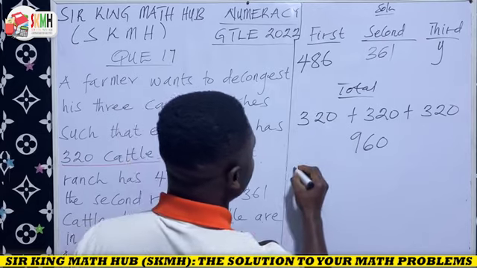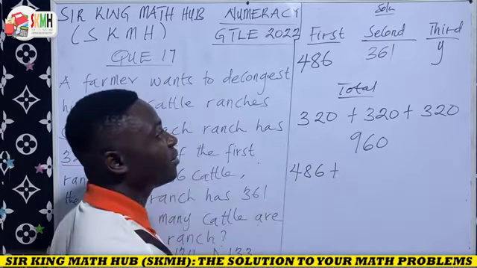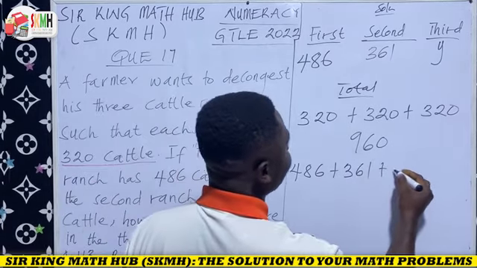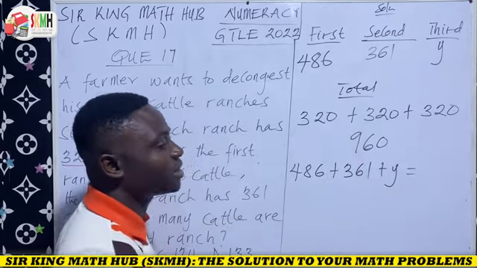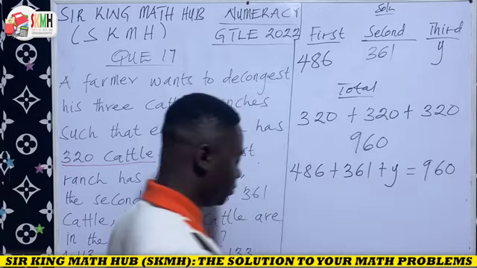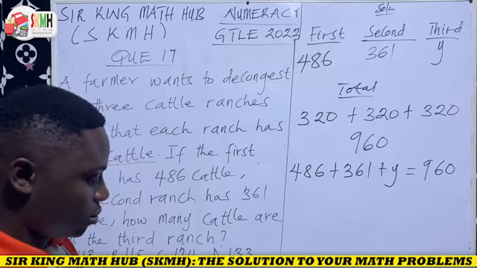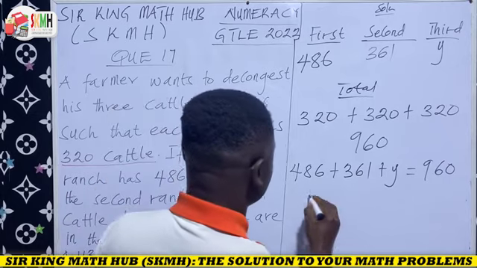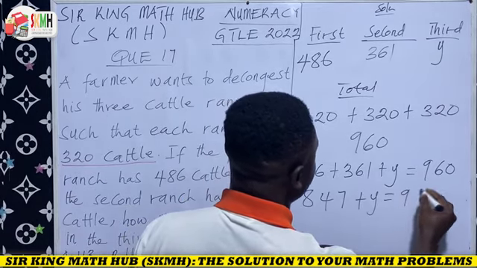So with this, we can easily set up our equation. For the first ranch, we have 486 cattle. For the second ranch, we have 361. And then for the third ranch, we have y number of cattle. And this should be equal to the total number of cattle owned by this farmer, which is 960. So now 486 plus 361 should give us 847. So 847 plus y is equal to 960.